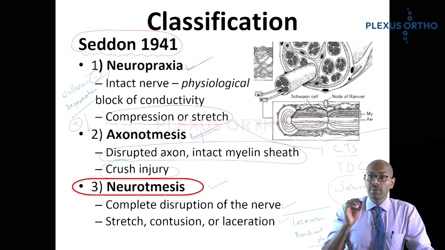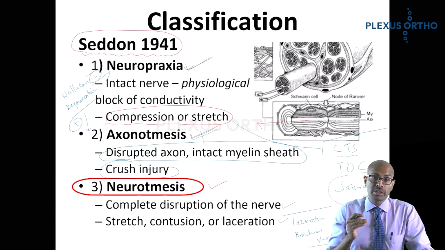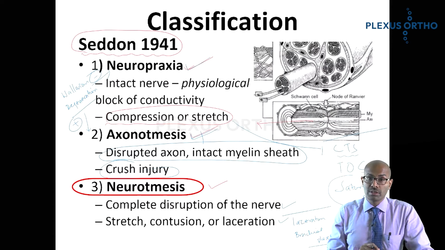There may or may not be a surgeon involvement required. So therefore, this is in between the neuropraxia and neurotmesis. Neuropraxia does not require a surgeon or surgical involvement and usually recovers on its own, whereas axonotmesis may require a surgeon involvement, and a neurotmesis always requires a surgeon involvement.